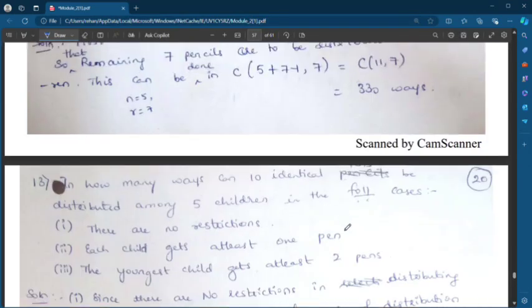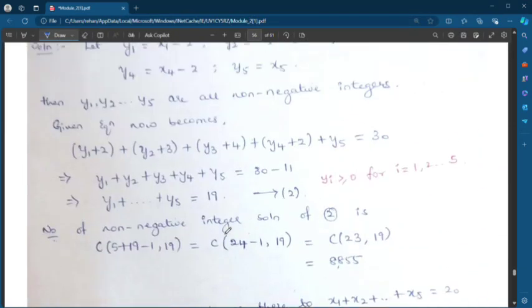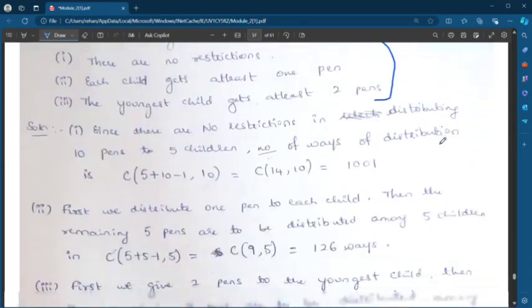That's it, nothing else is there. Here also n and r values change because of these things. Since r is changing, the n value depends on r, n plus r minus 1, like that. That's it. This completes the second module.